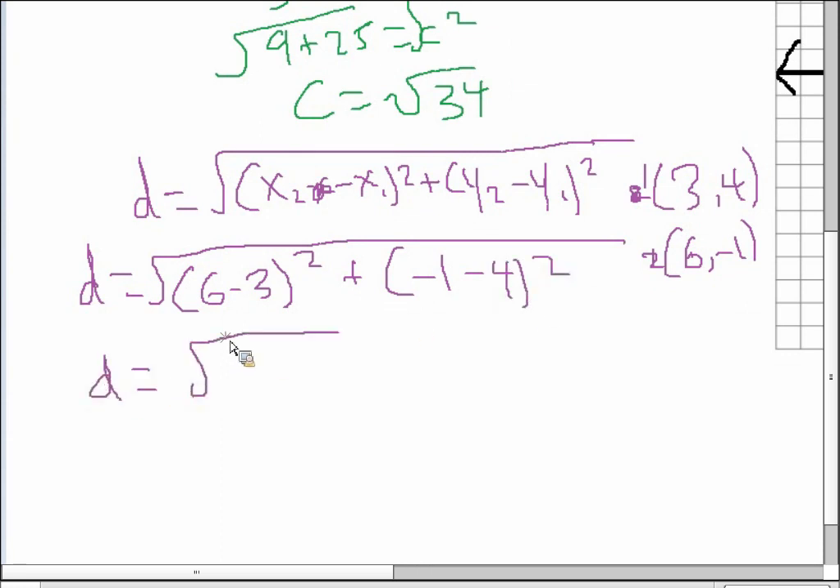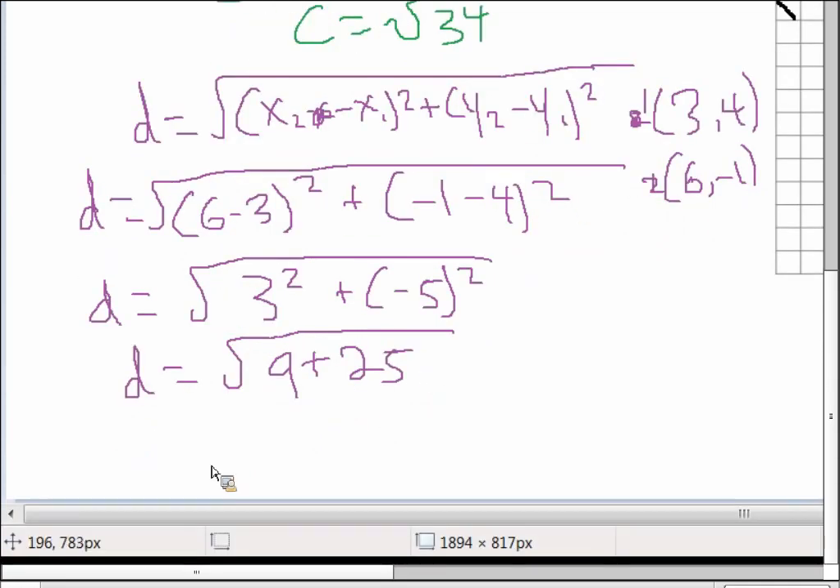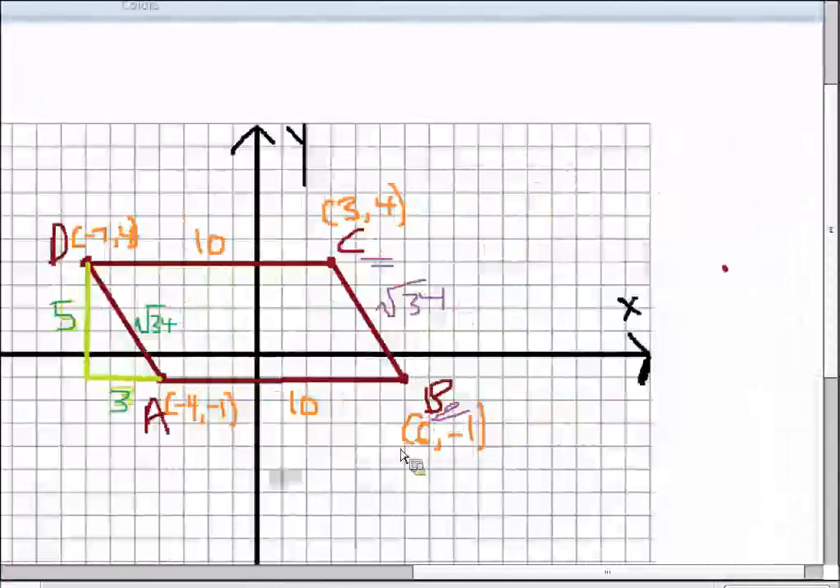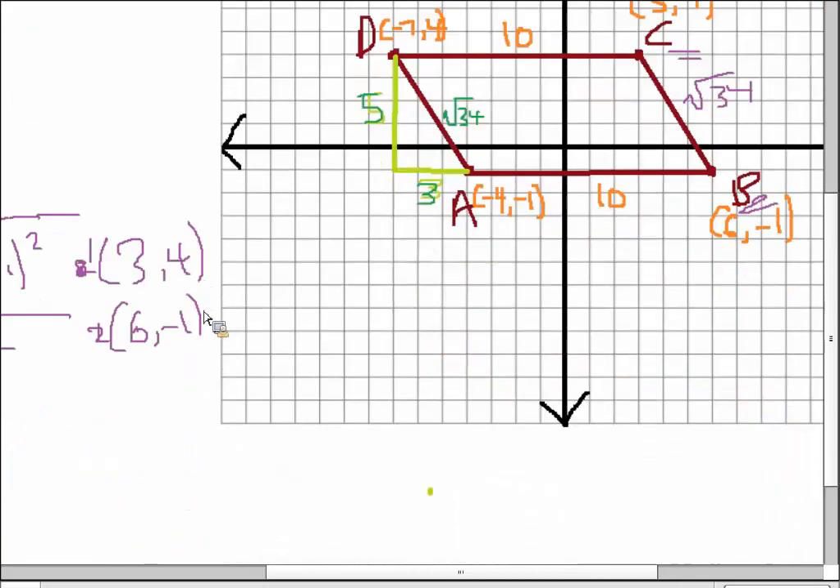So that means D equals the square root of 6 minus 3 squared, which is 3 squared, plus negative 5 squared. So D equals the square root of 9 plus 25, and so D equals the square root of 34. Which means this side is the square root of 34. Well, now we have proven that DC is equal to AB, and CB is equal to AD, and therefore ABCD must be a parallelogram. Okay, now let's try doing the slopes.